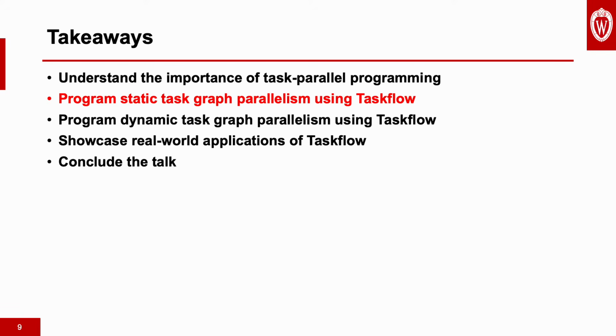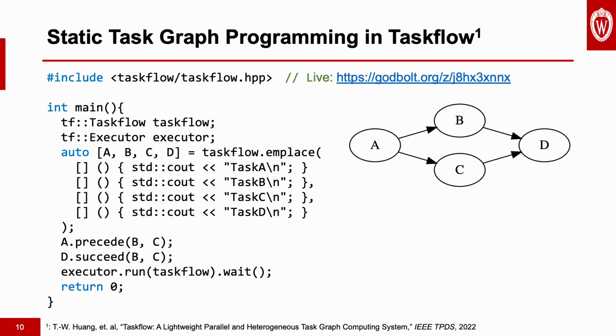Now, I'm going to introduce our TPP solution, Taskflow, and show you how we can use it to program static task graph parallelism. Taskflow is a general-purpose task parallel programming system that helps you easily parallelize your applications using modern C++. Let's take a look at an example in Taskflow.